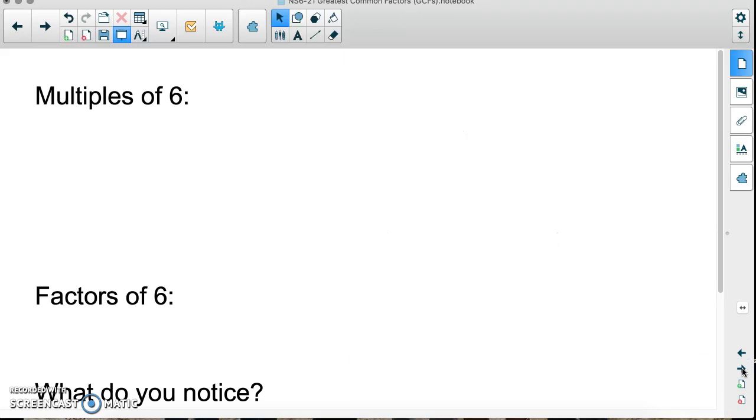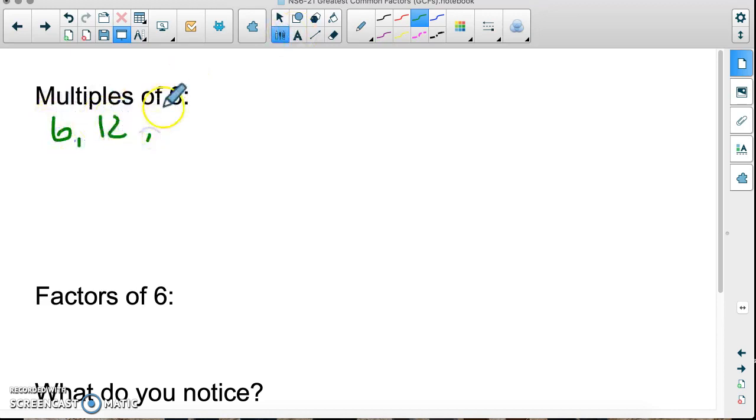Now, we can also see that, let's just first start with the multiples of 6. So if I asked you to list all of the multiples of 6, the reality is you could go forever because you could just skip count. So 6, 12, 18, 24, you could continue on forever and ever, never run out of numbers by skip counting by 6. There's an infinite amount of multiples of 6.